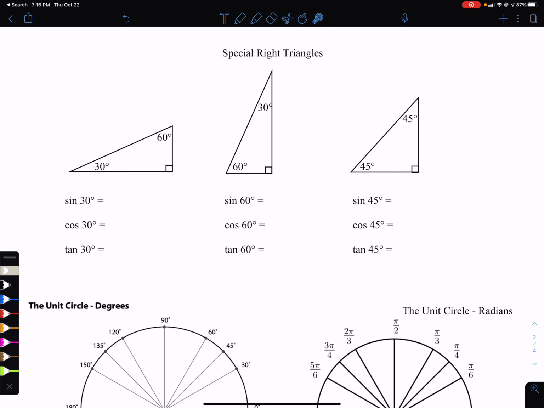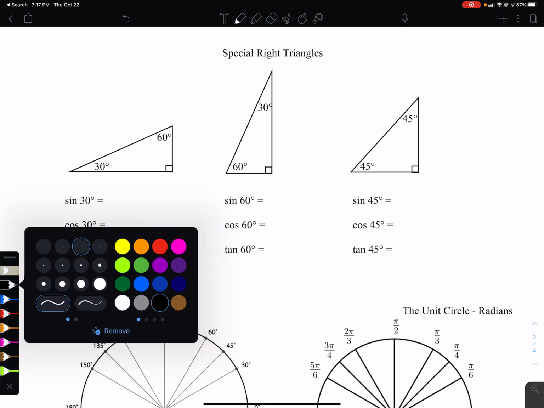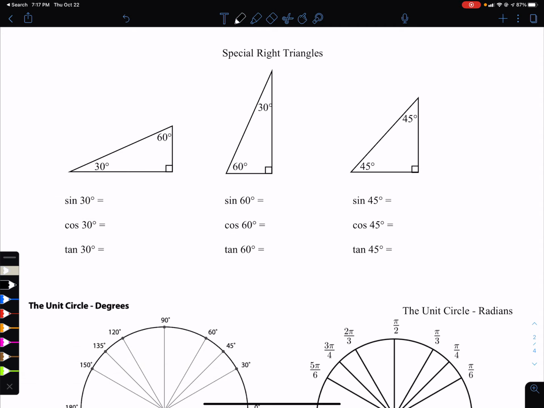This is one of those things that in general I don't like memorizing, but this you just have to memorize. And when you do enough of these, it becomes very natural. So 30, 60, 90 right triangle. There's your relationship between the three sides. And I'm going to call it radical 3, 1, and 2.